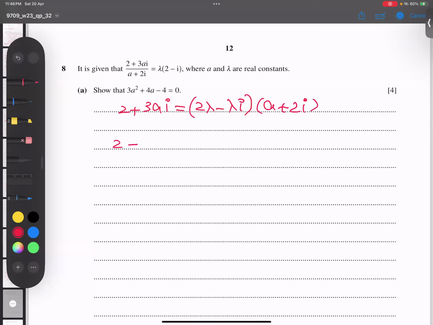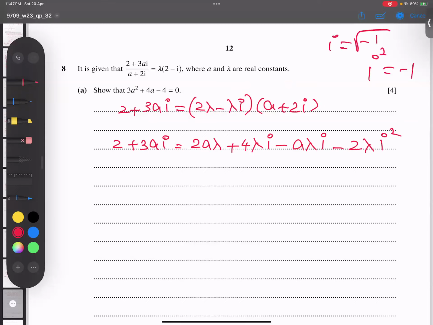Okay, student, I'm multiplying the right hand side only. 2 lambda into a, I got 2a lambda, in any order. So this I got 4 lambda iota. This I get what, student? Minus lambda a, or lambda a, no issue at all. And this one is minus 2 lambda iota square. But you know iota square is minus 1, because iota is the square root of minus 1. Squaring both sides, I got negative 1. Negative, negative, positive, I save my time and I'm writing here plus.